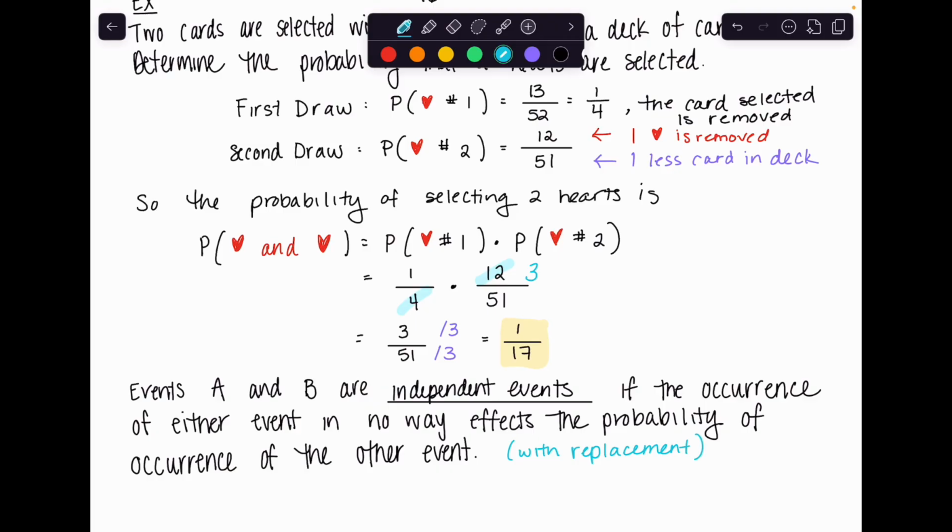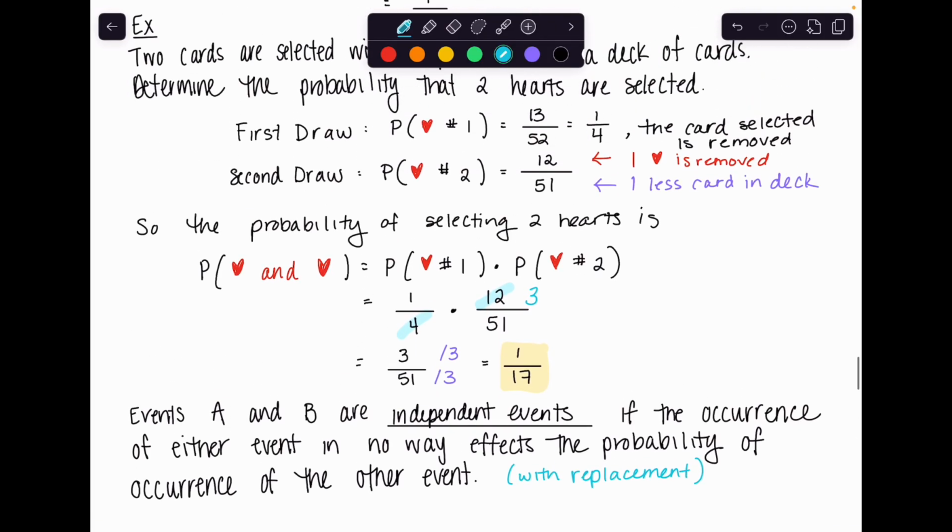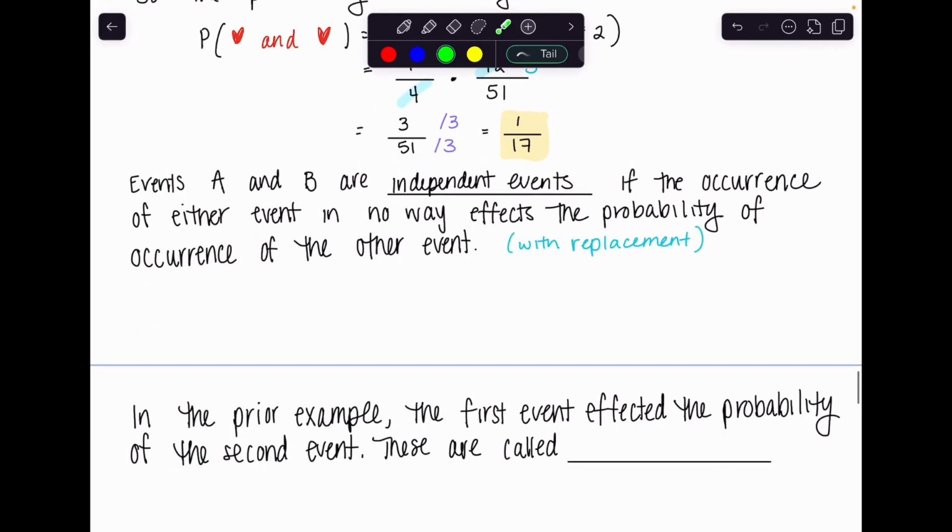because it resets it. But in this last example, you could see this probability was changed because I had one less heart to draw from and one less card. So this second probability was affected. So in the prior example, the first event affected the probability of the second event. Instead of calling them independent, these are dependent events.